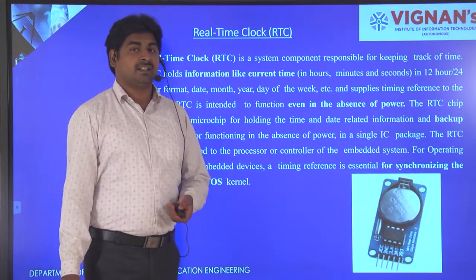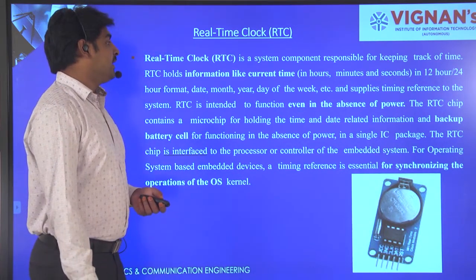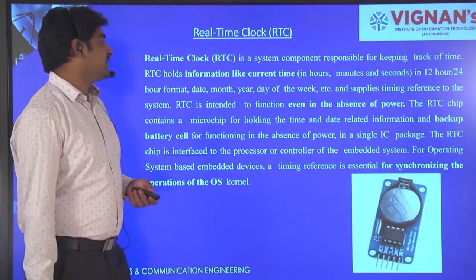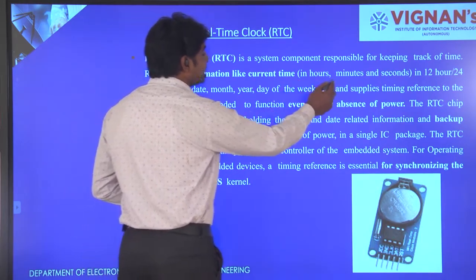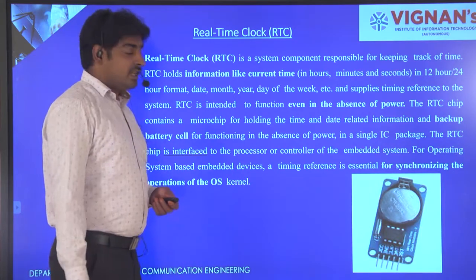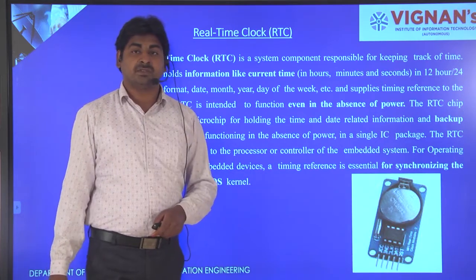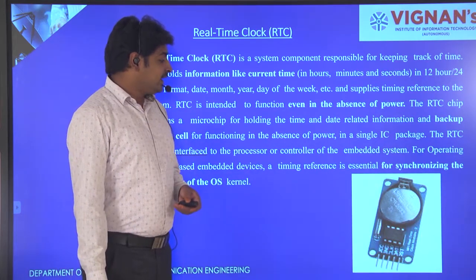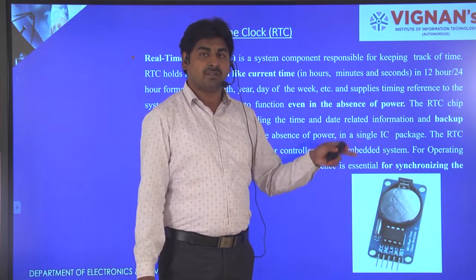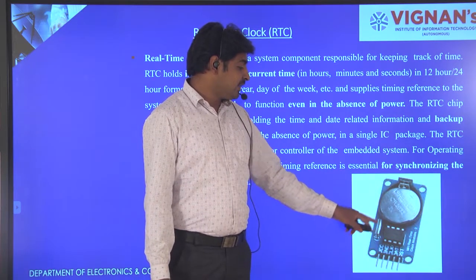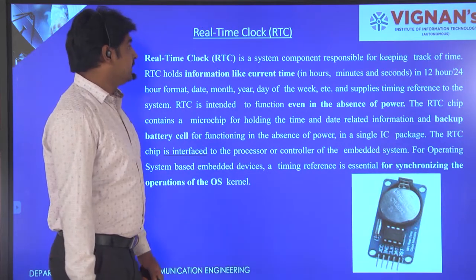Next, real-time clock. This real-time clock is used by the embedded system to hold information like the current time. It will hold the information in terms of hours, minutes, and seconds. Most of the time, even if your embedded system is off, your real-time clock should not be off, it should be on. Because of that, this real-time clock is not powered by the power supply which is powering the embedded system. Instead, here we are using a battery to operate this real-time clock.